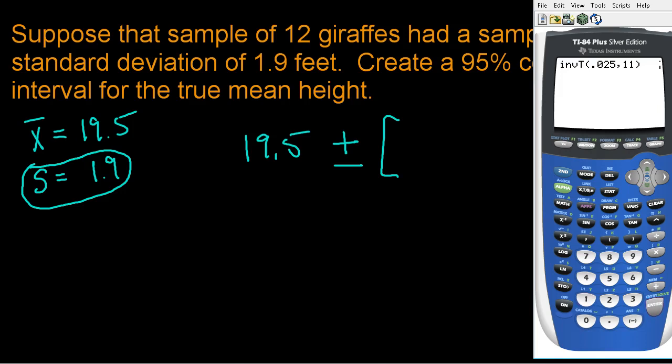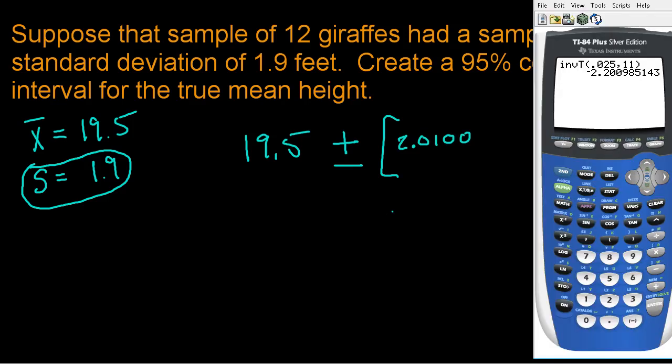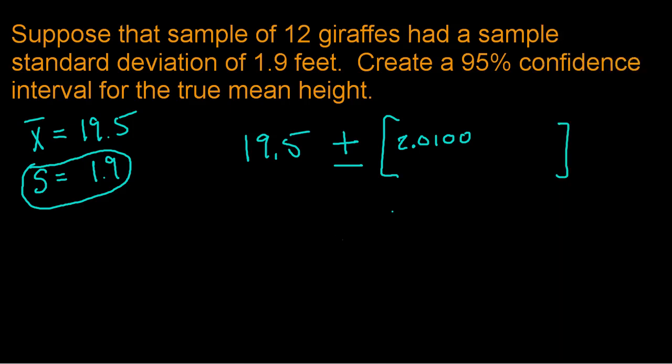And this gives me 2.2009, which if you run that correctly, would be 2.010. Or wait a minute, did I run that correctly? I'm sorry, 2.201. I knew something sounded fishy as soon as I said that. So, 2.2010.